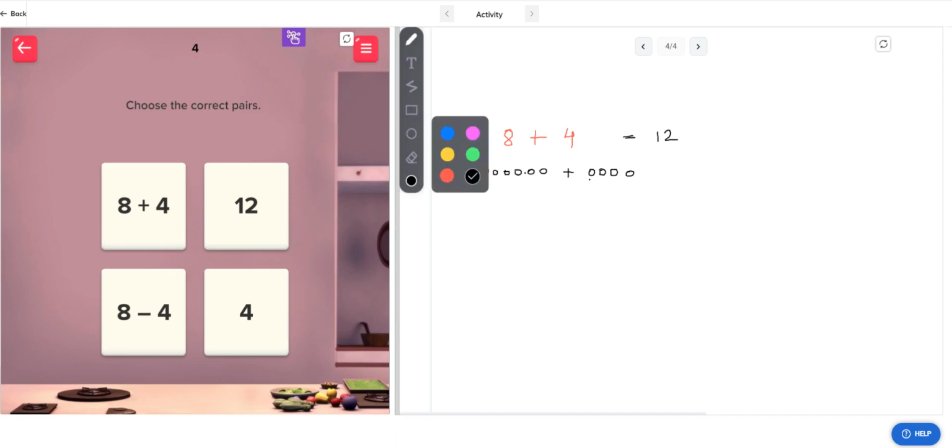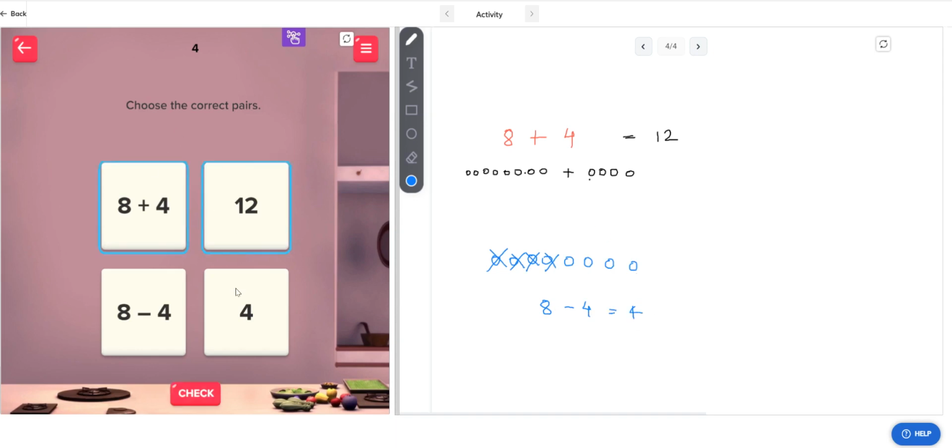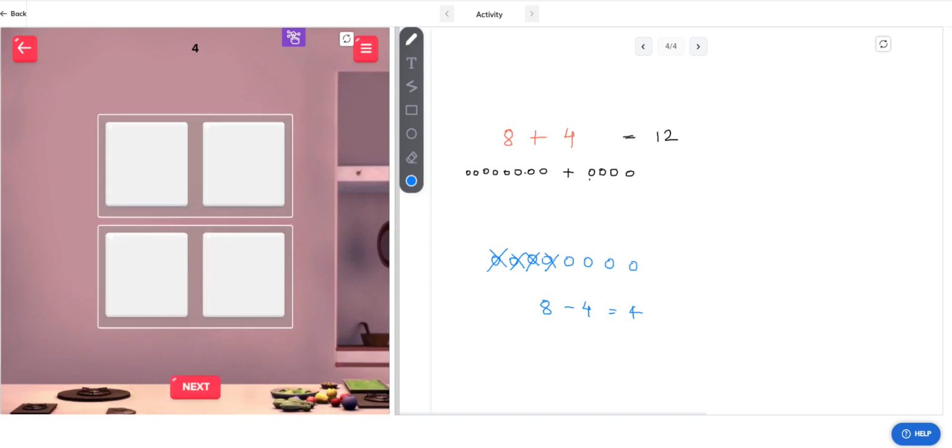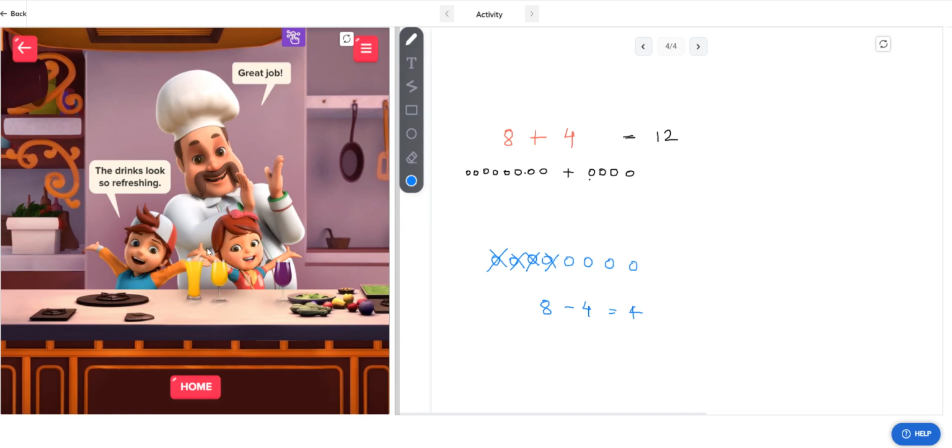Okay. The second question is 8 minus 4. So if I have 8 balls, 1, 2, 3, 4, 5, 6, 7, 8, right? If I cross out 4, 1, 2, 3, 4. How many do I have left? 4, right? So 8 minus 4 gives you a 4. So you have to carefully choose the correct pairs. See, that's my first correct pair, right? And my second correct pair. Awesome work, you guys. Great job.